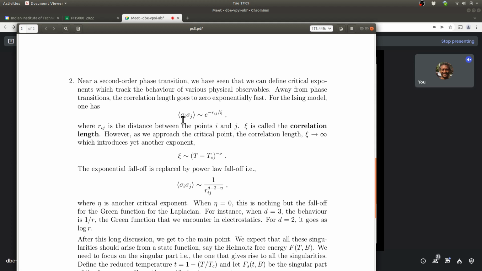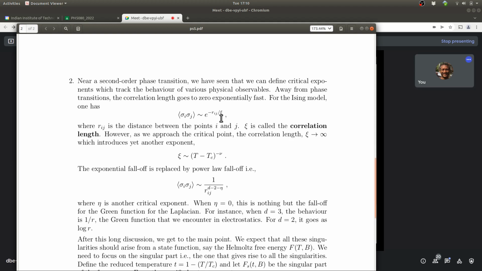So Rij is the separation between i and j, and xi is some length. That length is called the correlation length. Rij is the distance between the points i and j, and xi is called the correlation length. However, as we approach the critical point, this correlation length diverges. That means it goes to infinity.